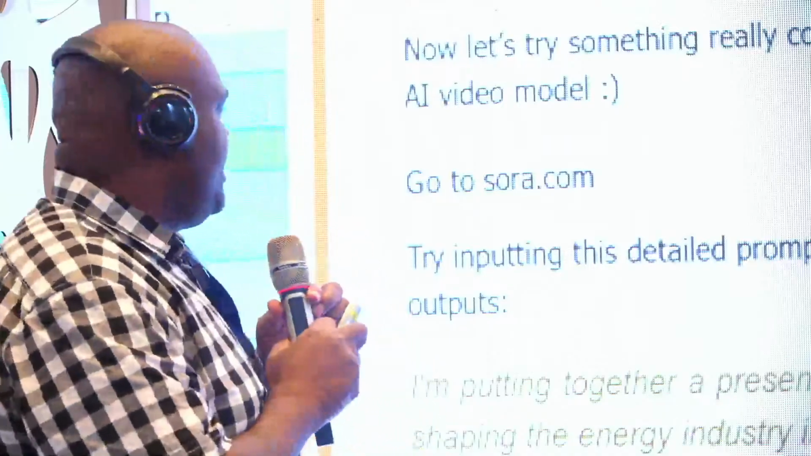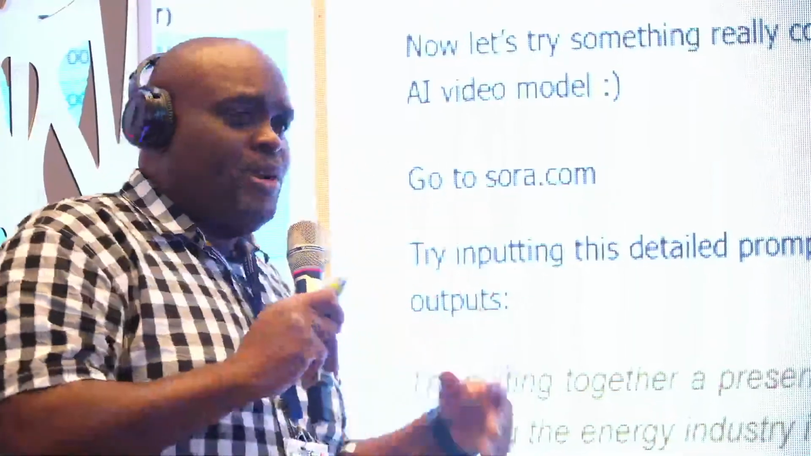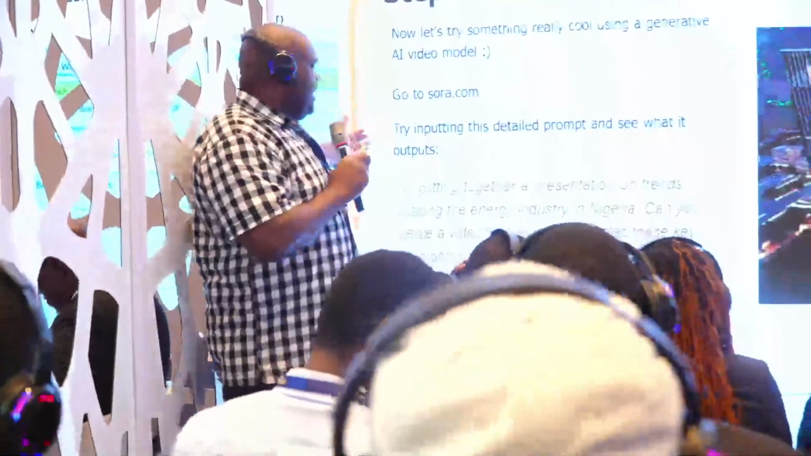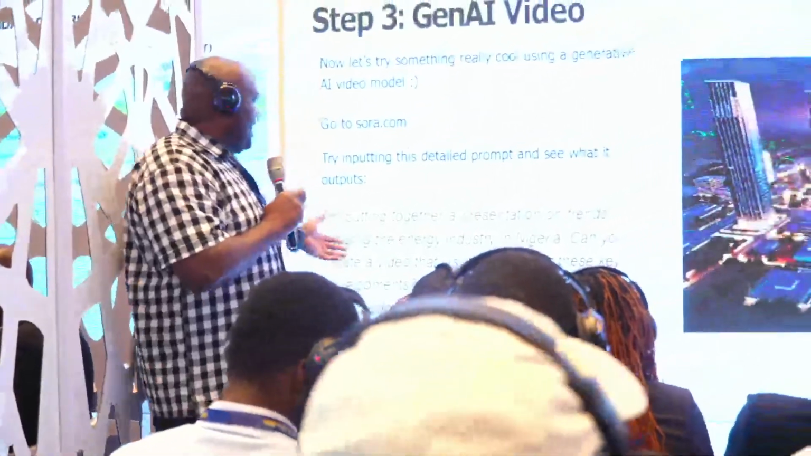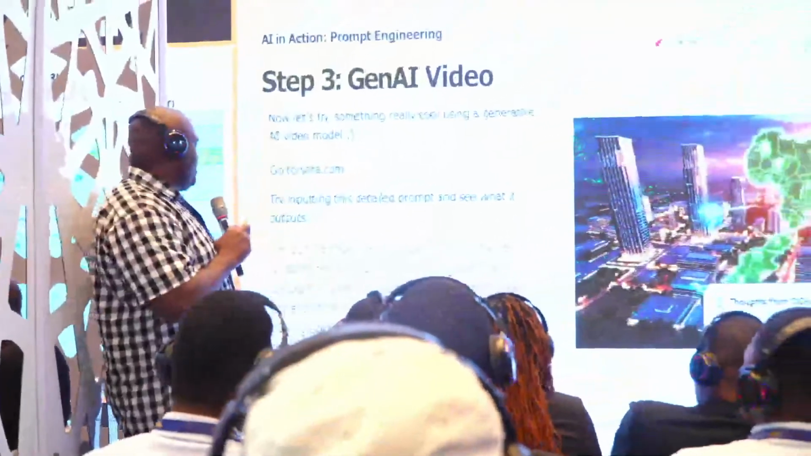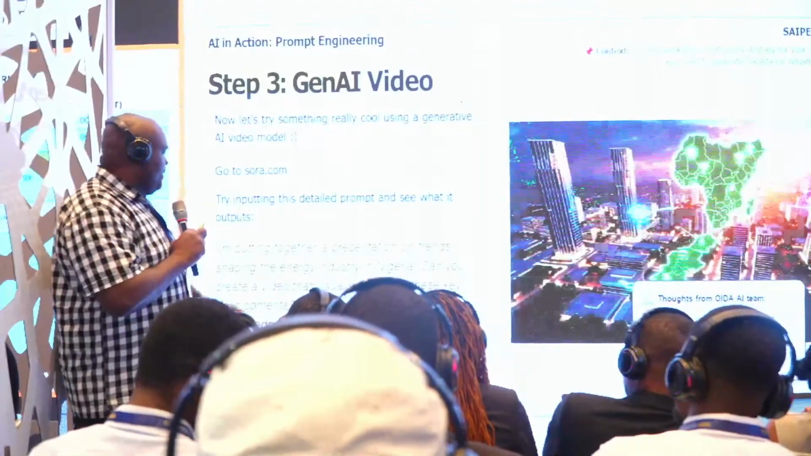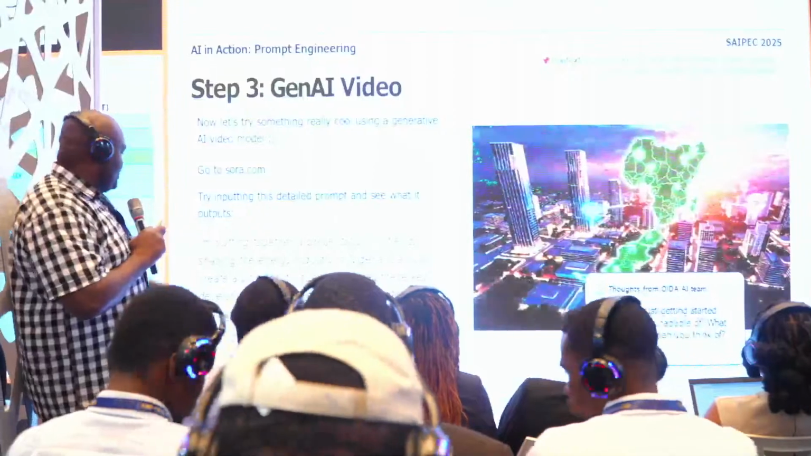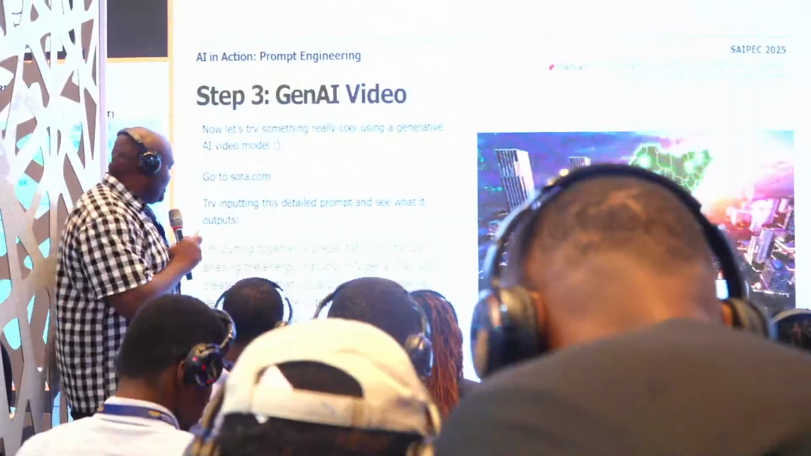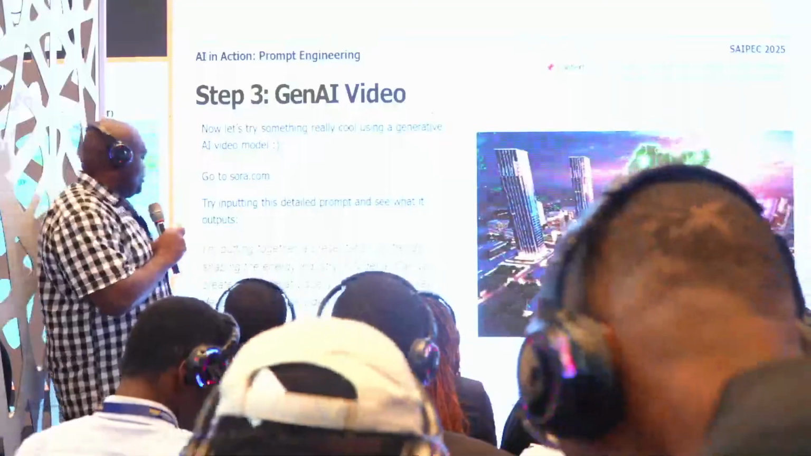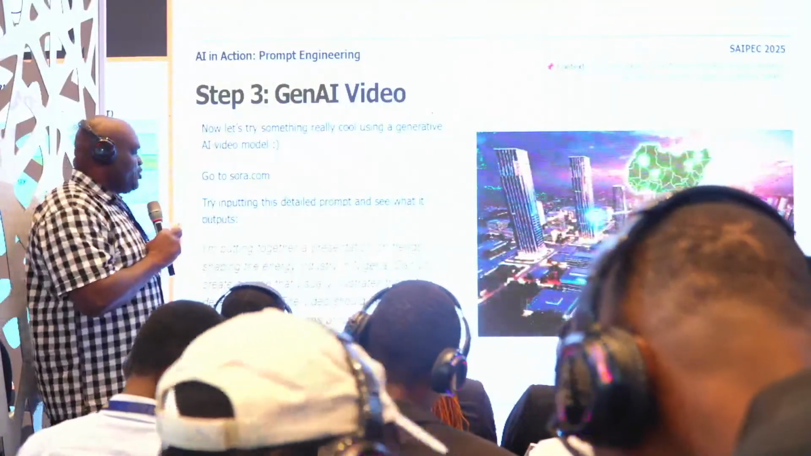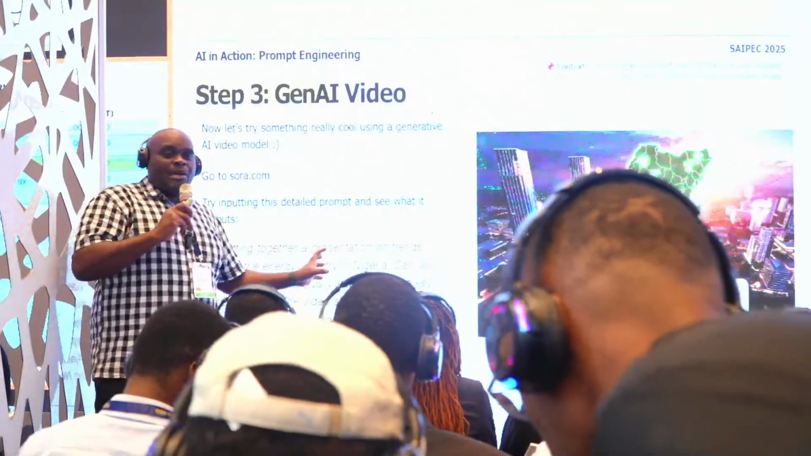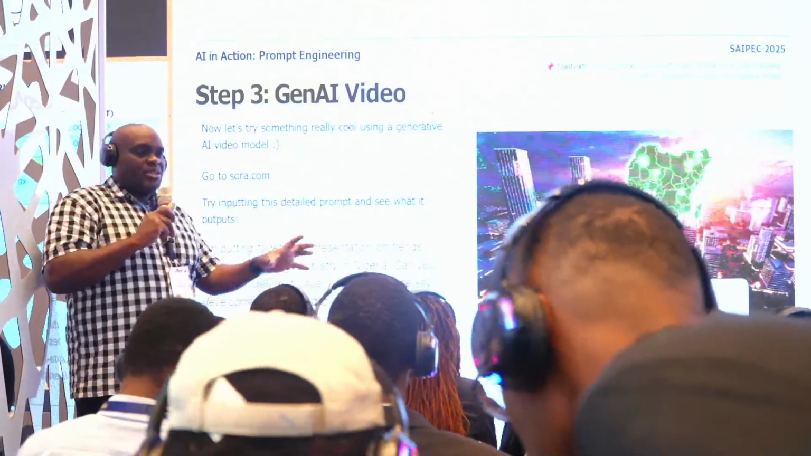Now let's try something cool using a generative AI video model. In your prompt, you say, I'm putting together a presentation on trends shaping the energy industry in Nigeria. Can you create a video that visually illustrates these key developments? The video should include a cutting-edge natural gas processing plant, showing pipelines efficiently transporting gas from the Kaduna-Kano pipeline, highlighting Nigeria's gas infrastructure boom. So with this prompt, you are telling it, I don't want text as an answer, I want video. And you can do that.